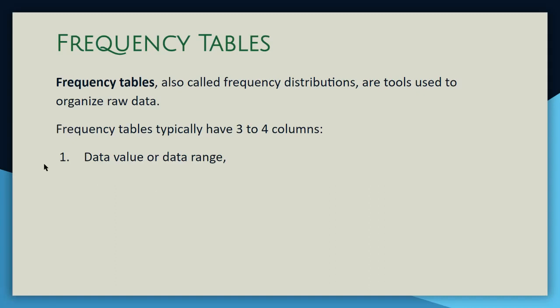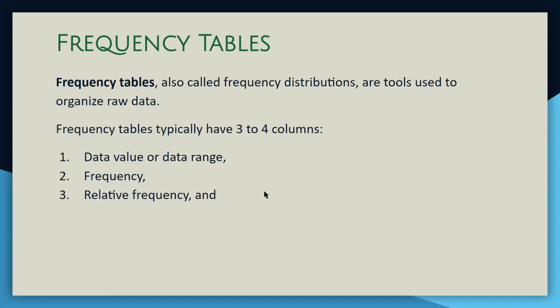We should always have a data value or data range as the first column. So our categories or a list of numbers that we measured. The next column should be the frequency, how many of each data value showed up. So if I'm looking at, let's say, the categorical variable of eye color, my first column would be eye color, so blue, brown, green, gray, other. My frequency would be the number of people with blue eyes or the number of people with brown eyes in my sample.